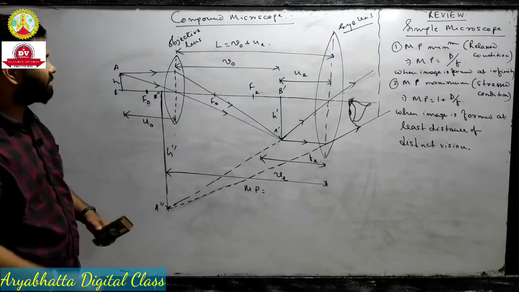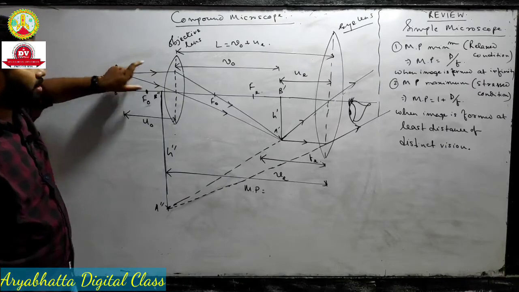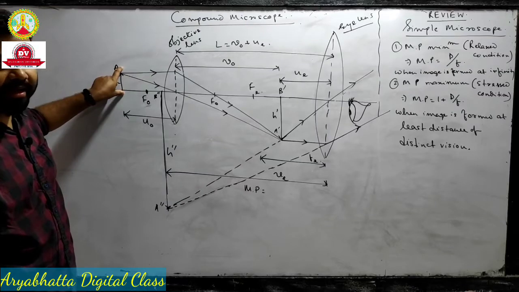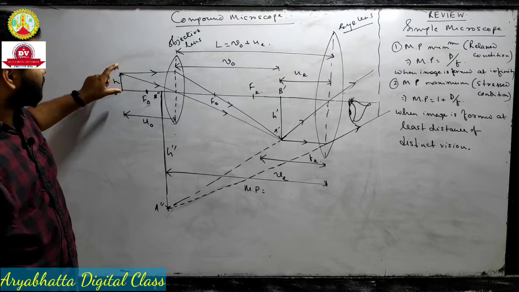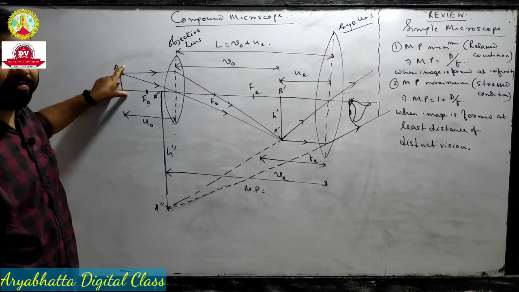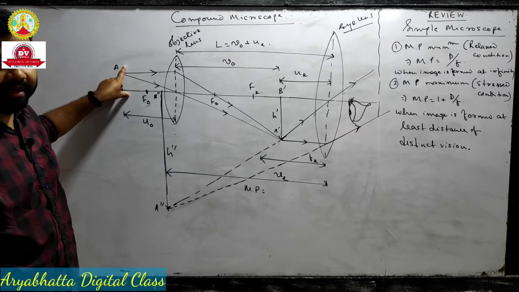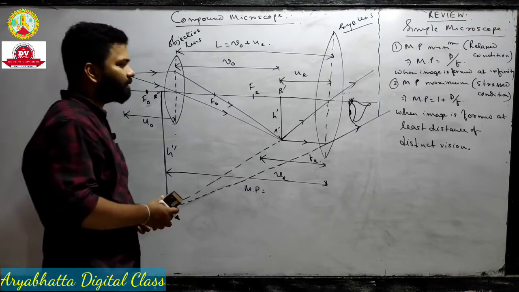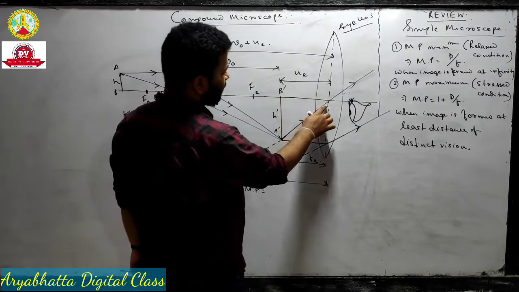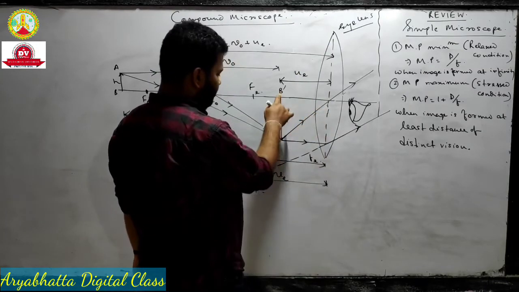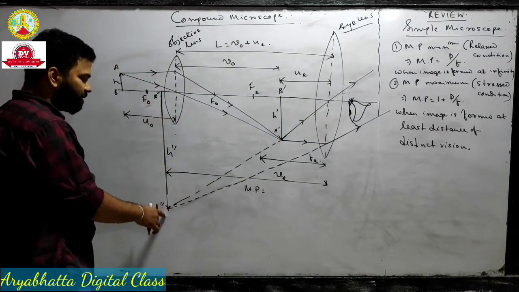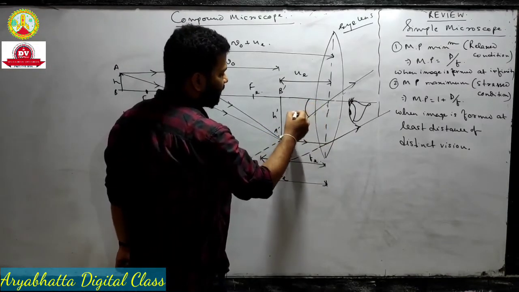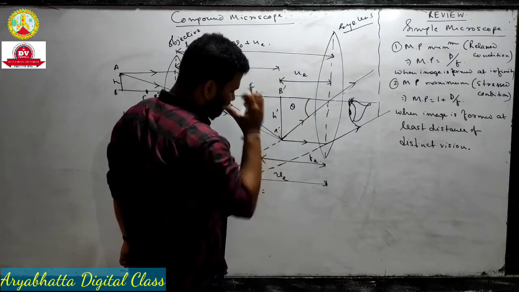The magnifying power is the angle made by the image with the eye divided by the angle made by the object with the eye. Okay, so what is the angle made by the image? That is this image, na? This is the final image. So what is the angle made by this image with the eye? Can I say this angle? So this angle is equal to, say, theta.